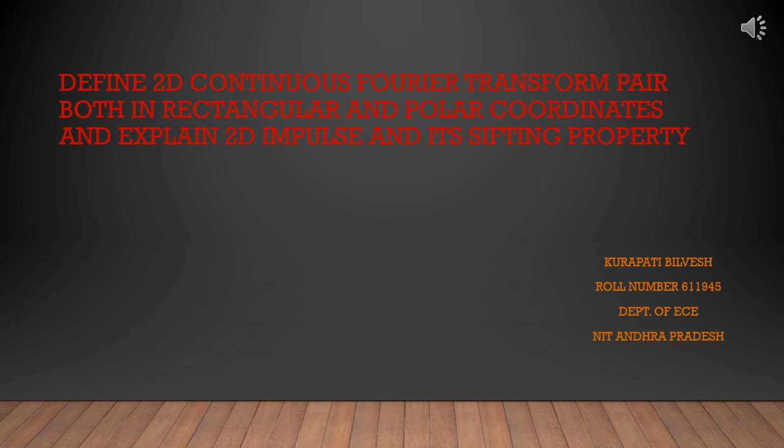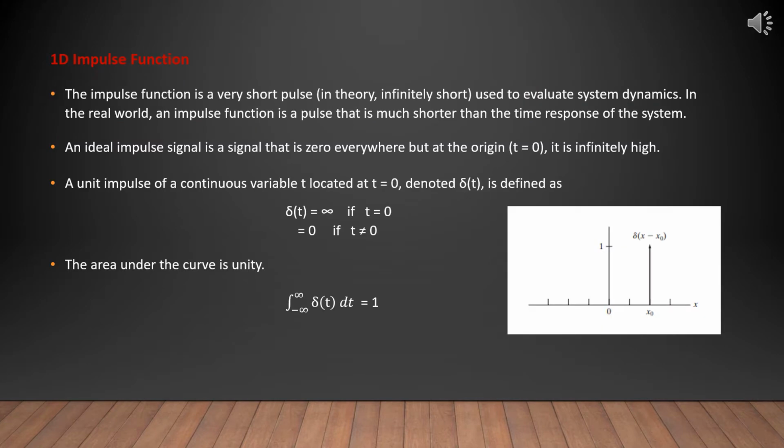In this video, I am going to explain the two-dimensional continuous Fourier transform pair, both in polar coordinates and in rectangular coordinates. We will also discuss the 2D impulse function and its shifting property. Let us discuss the one-dimensional impulse function.